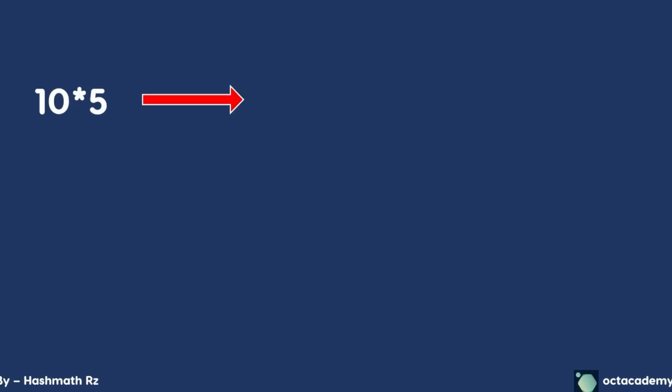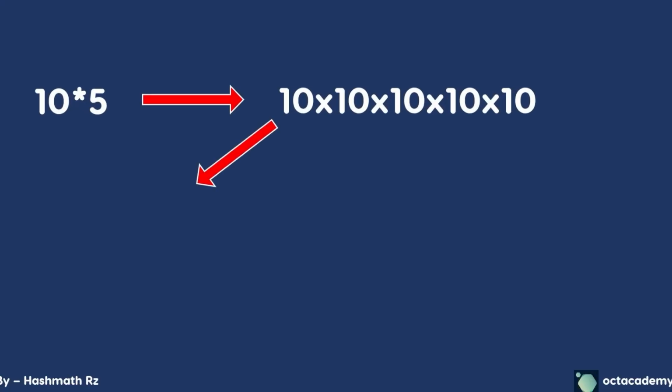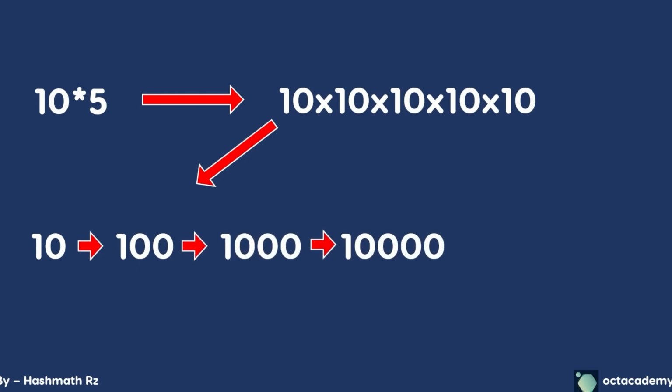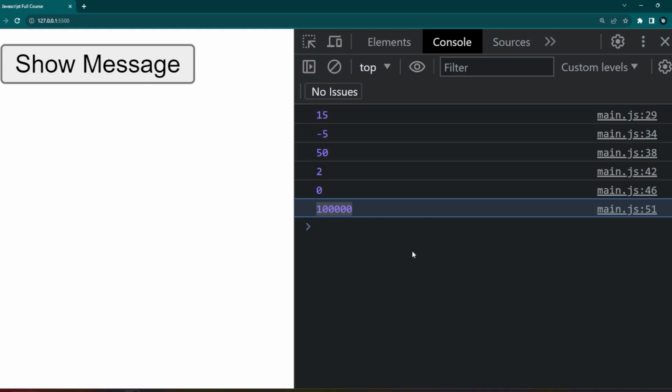10 into 10 is 100. So 100 into 10 is 1000. 1000 into 10 is 10,000. And 10,000 into 10 is 100,000. This is what we got here. Awesome, right? So I think this is the end of all arithmetic operators in JavaScript.